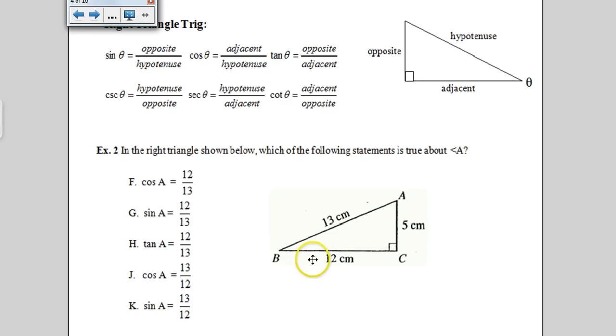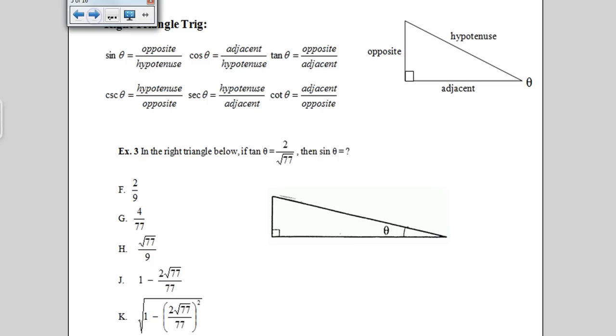For the next question, it says, what is true about angle A? So here's our reference point, angle A. And they want to know if cosine is 12 over 13. Well, 12 is opposite, and cosine is always adjacent over hypotenuse. So no, that's not true. Is sine 12 over 13? Well, let's see. Sine's opposite over hypotenuse. Opposite over hypotenuse, so yes, that is true. Now that was a fairly easy question, so I'm just going to stop, but if you wanted to continue on and check all the rest of them to make sure you didn't do anything silly, that's fine.